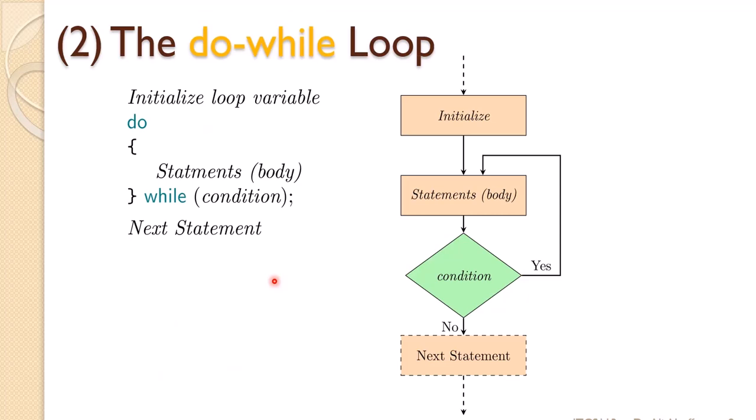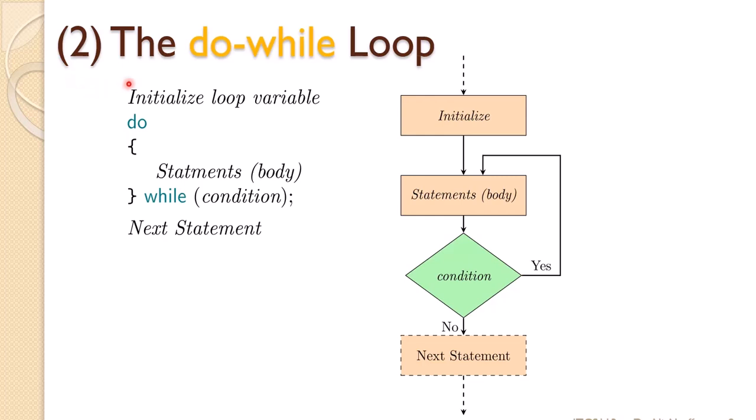We have three types of loops in Java. First is the while loop. Second is the do while, and third is the for loop, which will be explained next. In all of these loops, there should be a variable controlling the loop. Initialize the variable, write a condition for the variable, and update the variable.